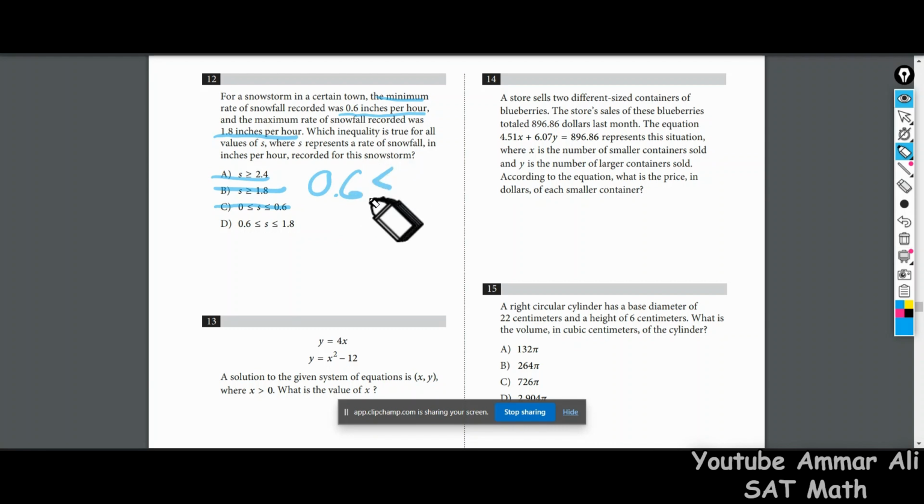At the lower end, the rate is greater than or equal to 0.6 and less than or equal to 1.8. That's basically what they're telling us, and the only one that does that is D. So you have to be very careful and understand what they mean. If they say a minimum, your lower bound is where they say minimum, and your upper bound is 1.8. That's how you do this one. Pretty straightforward. You just have to read very carefully and use process of elimination.